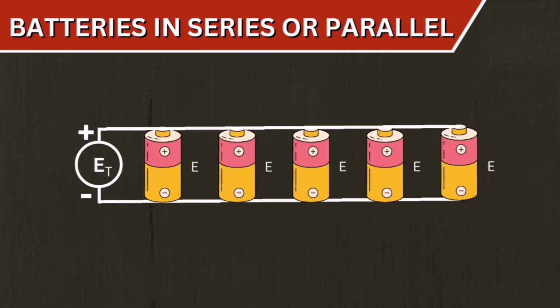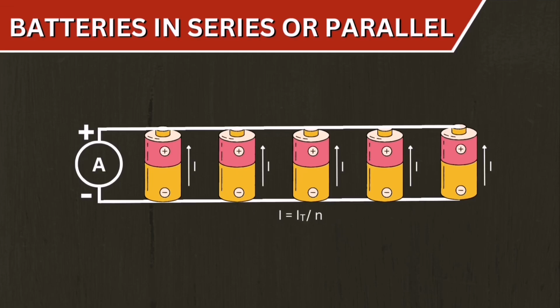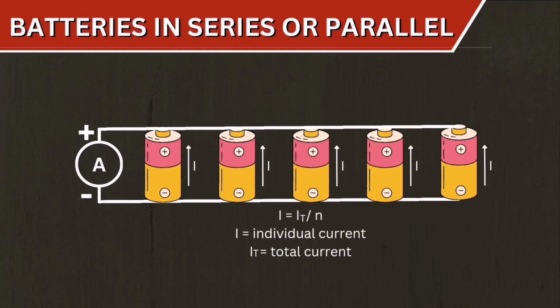For the number one condition, we have to know that the terminal voltage of the combined sources is the same as that of the single unit. E sub T is equal to E, where E sub T is the total voltage, while E is the individual voltage. The second condition is that the current delivered by the individual units is equal. I is equal to I sub T divided by N, where I is the individual current, N is the number of sources, and I sub T is the total current. But if you want to solve for the total current I sub T, you simply multiply the individual current by the number of sources.